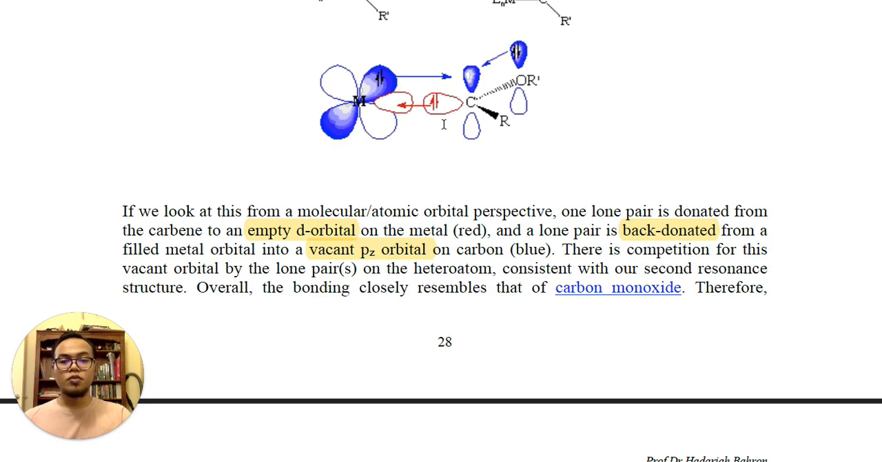So if you look at this molecular structure properly, one lone pair from your carbene carbon is donated to an empty orbital of your metal, and then filled metal orbitals will be giving back the electrons to your carbene. Okay, back donated to your carbene, involving pz orbital. Okay, the blue one. So we have two steps. Definitely the donation from ligand to metal, and then from metal back to your ligand.